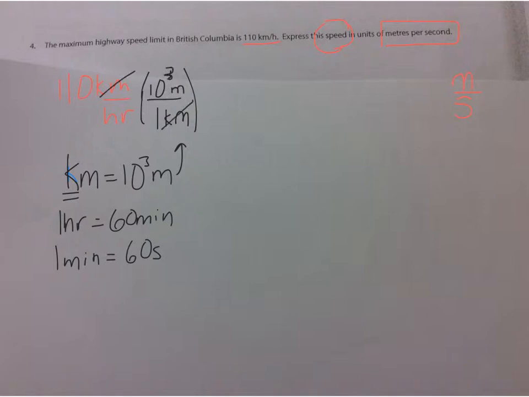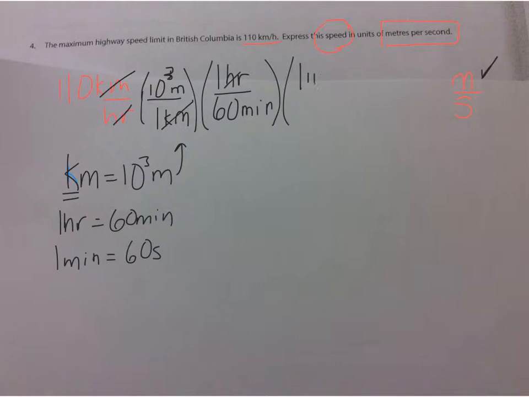Kilometers cancel, so great. I have this unit. I'm in meters. The next one we're going to put in is we need hours to go away, so we're going to put 1 hour on the top of the fraction, the numerator, and that equals 60 minutes. So now hours is canceled, and we are now in meters per minute. And that's not what we want. We want meters per second.